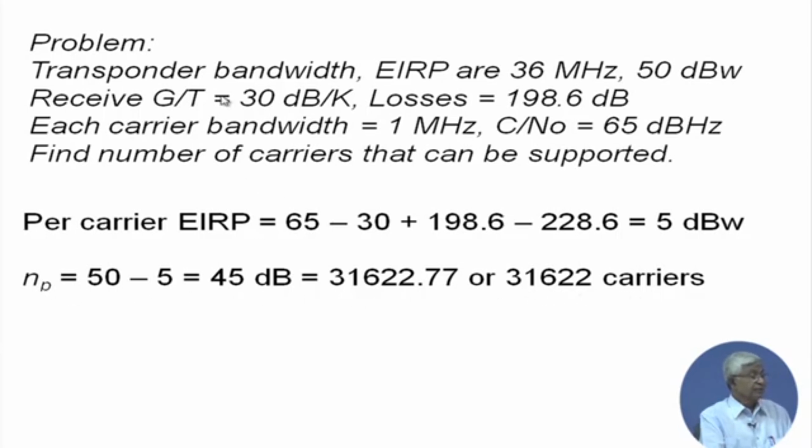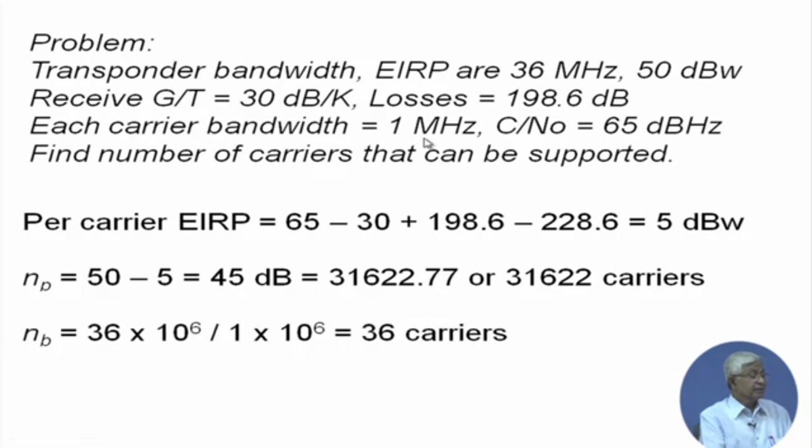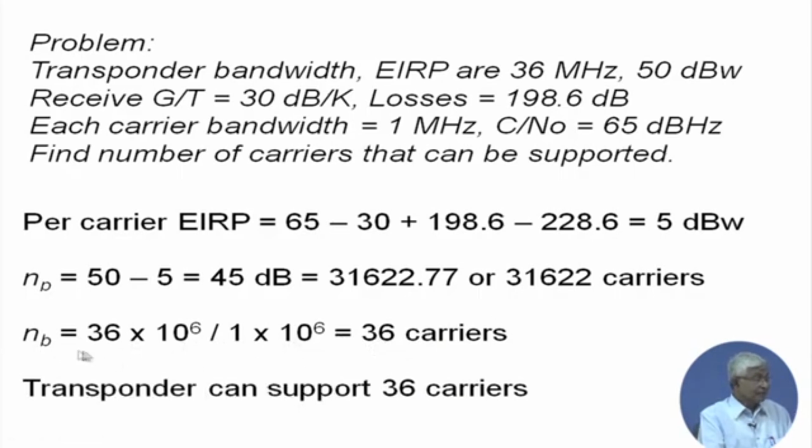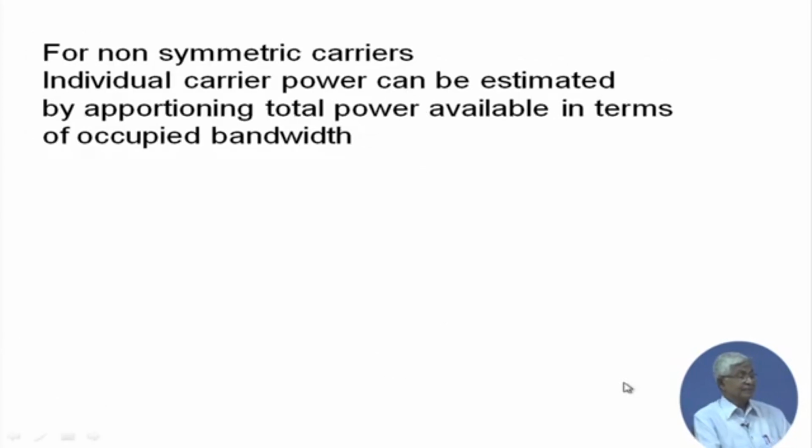So, since our G by T is higher, your NP has become very good, very large, whereas in terms of bandwidth you have 36 megahertz and 1 megahertz per carrier. So, ratio of that is only 36 carriers. Here also the other way, it is bandwidth limited, because NB is limiting the case. Transponder can support 36 carriers.